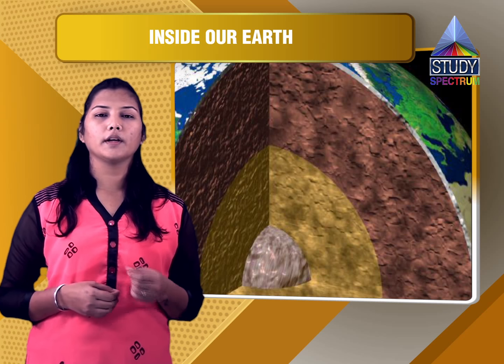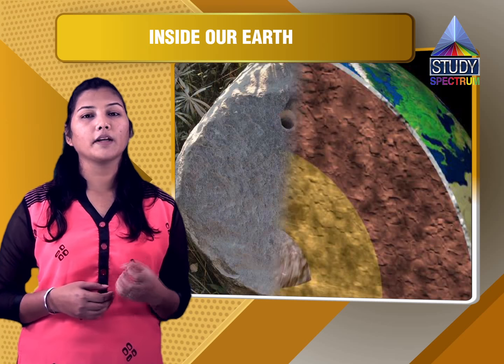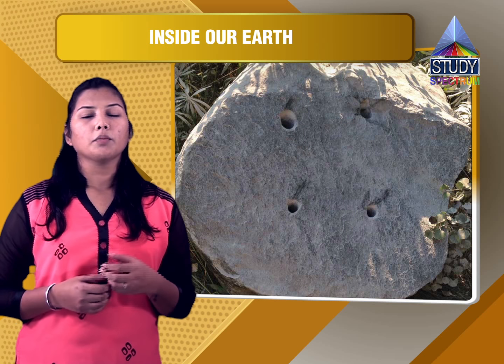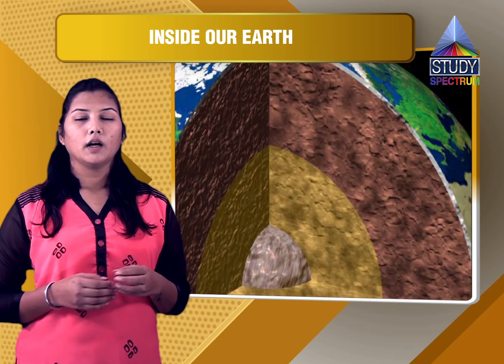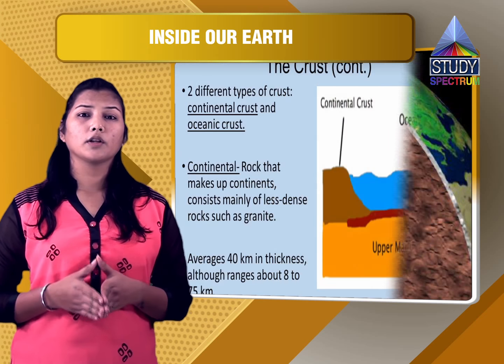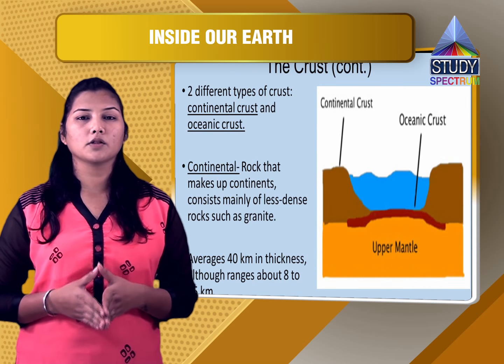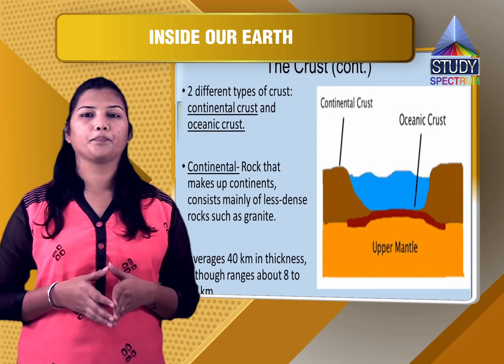But it has a solid outer layer. This is where you find the rocks. If we talk about the volume, it is just 0.5% volume of the earth. It is 35 kilometers on the continental mass and 5 kilometers on the oceanic floor.